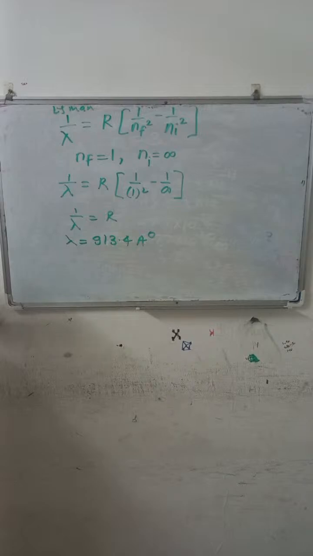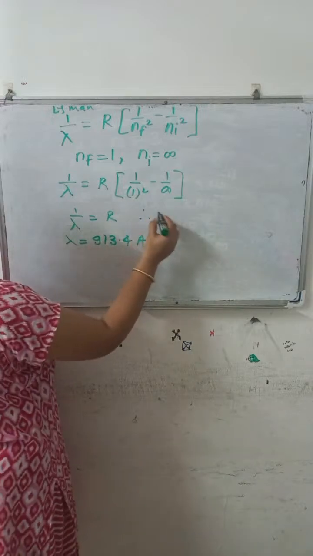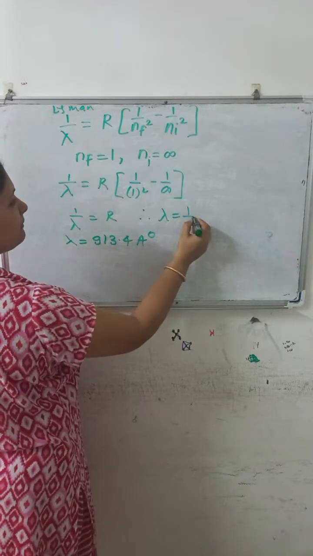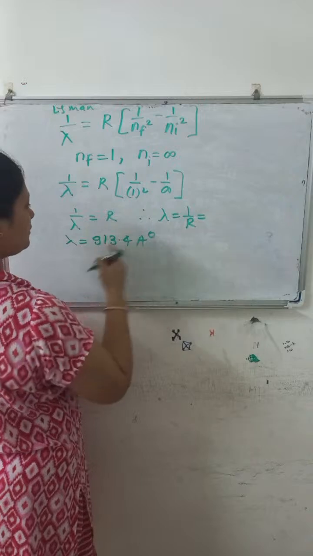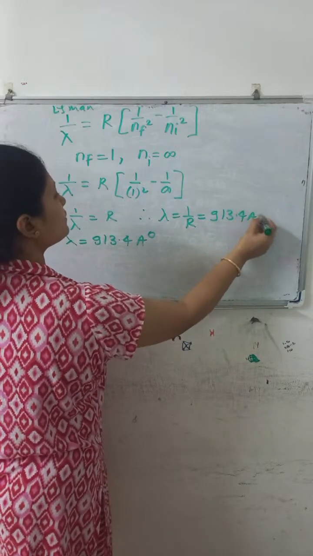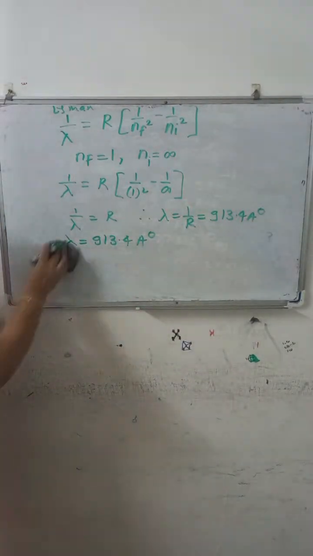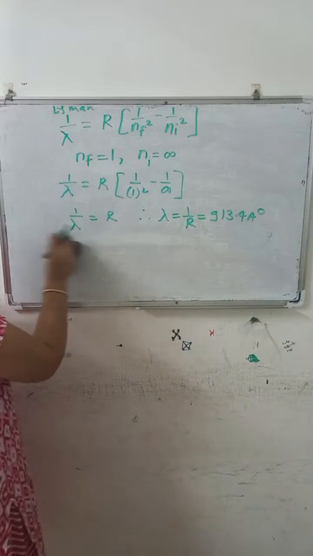So lambda is given. That means, can we write here lambda is nothing but 1 by R, and this value is nothing but 913.4 Armstrong unit? Can I write it like this? Okay, so I'll erase this step. This is given actually.